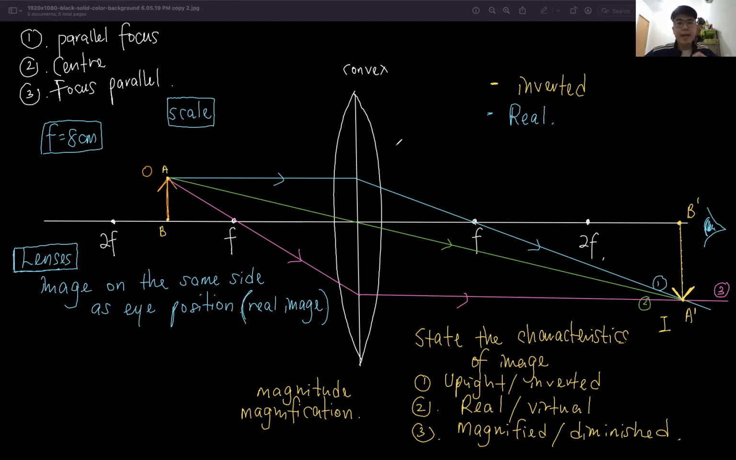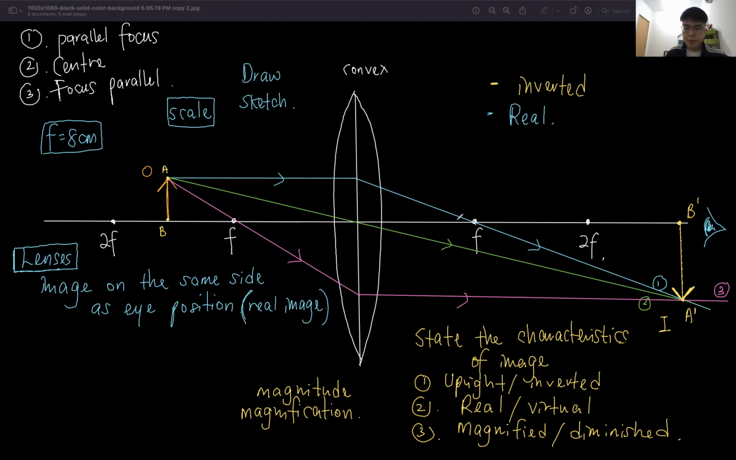The difference between sketch and draw. Okay, draw means you have to use proper scale. Sketch means you do not need to use proper scale. They just want to see the outcome, whether you draw it correctly or not. Sketch. Draw, you have to show the scale, proper scale. Or maybe draw, they want you to measure the magnification as well.